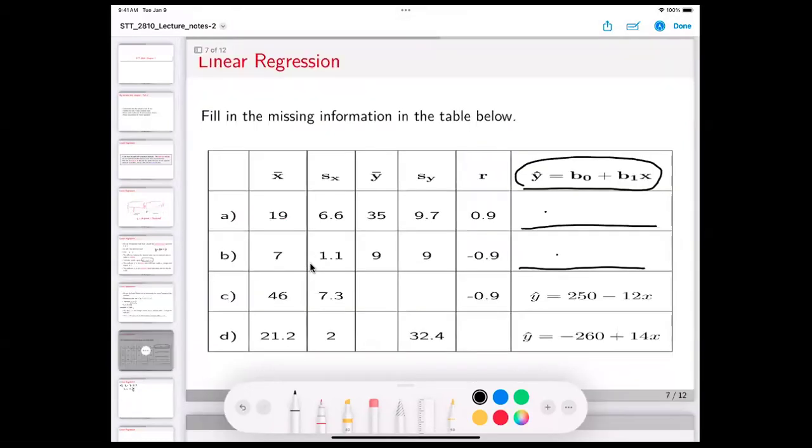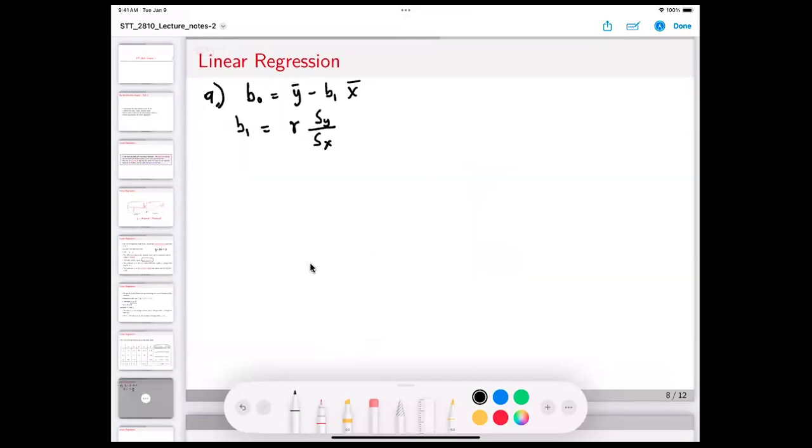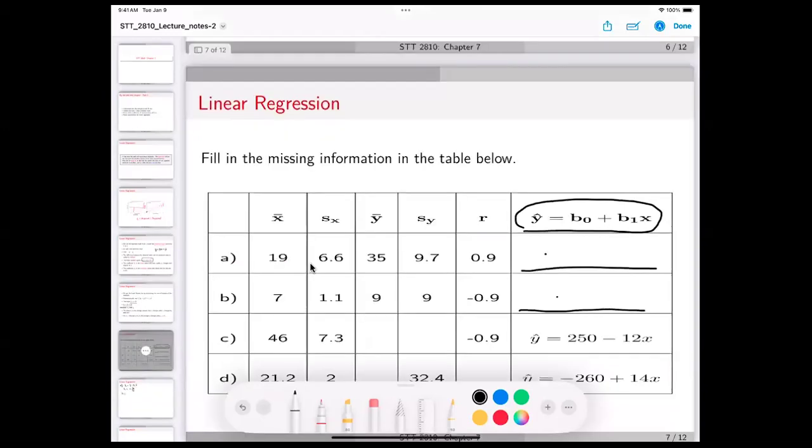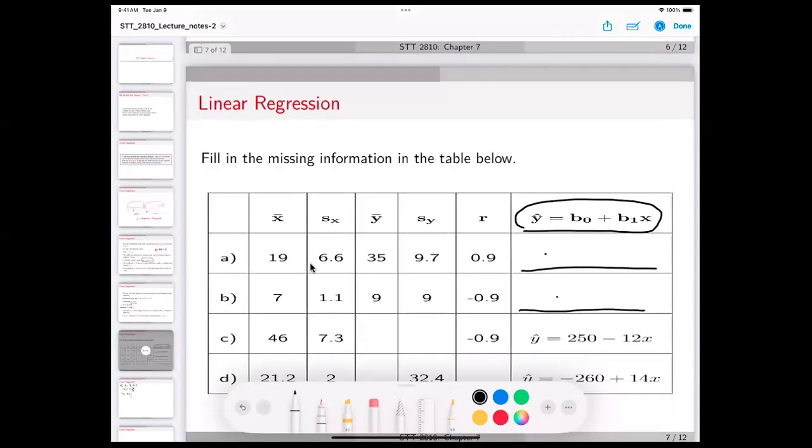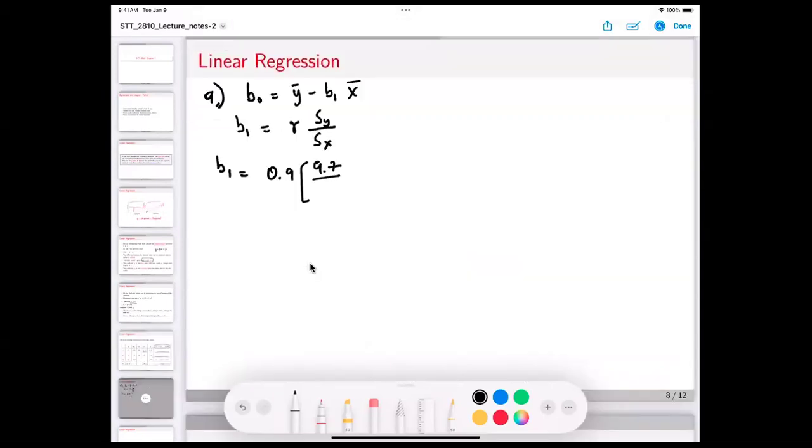Looking at this information here, for A, we have x bar to be 19. So first, let's find beta 1 first, because we need beta 1 to find beta naught. Is that okay? So let's find beta 1 from A. For beta 1, we need r. What is r here? 0.9. Can you see that? So I put in 0.9 here. What is sy? 9.7. What is sx? 6.6. Okay. Now, when you use your calculator, what do you get for beta 1?